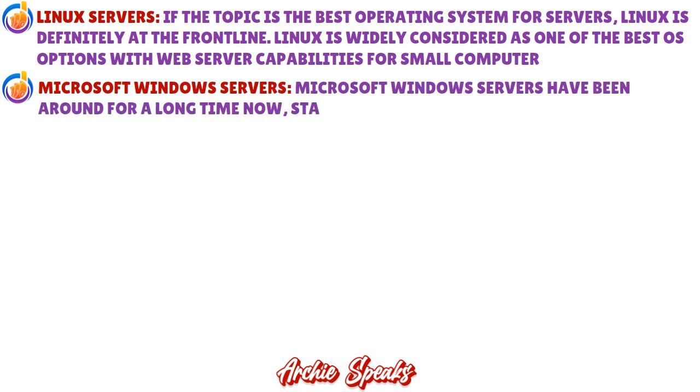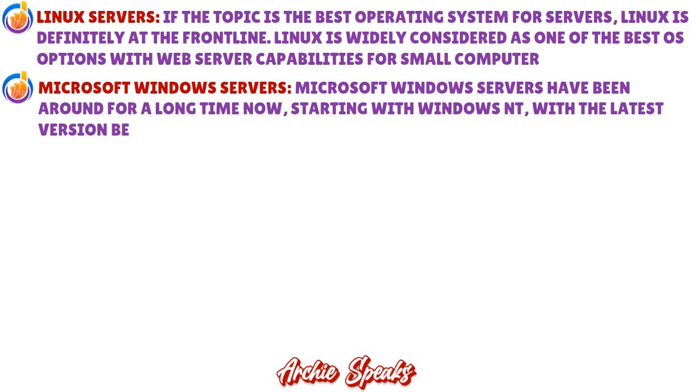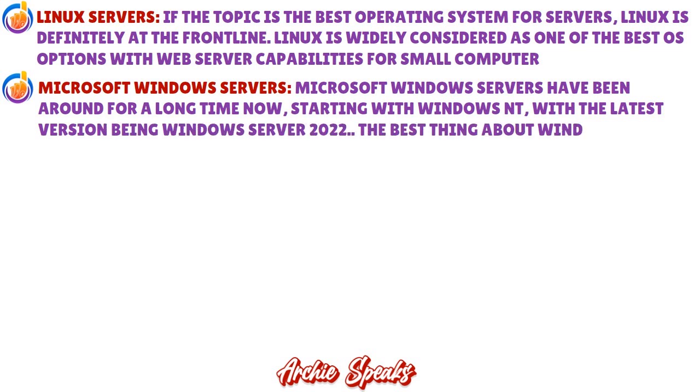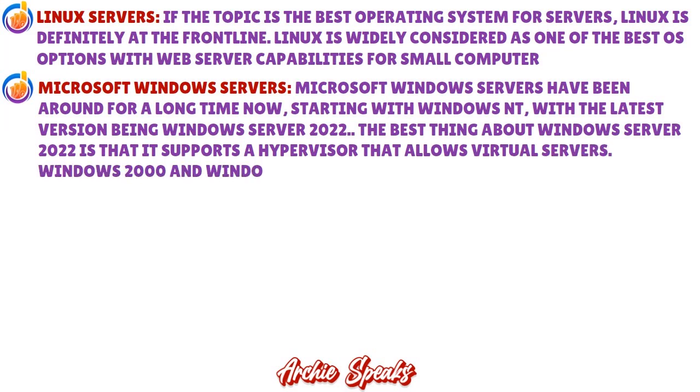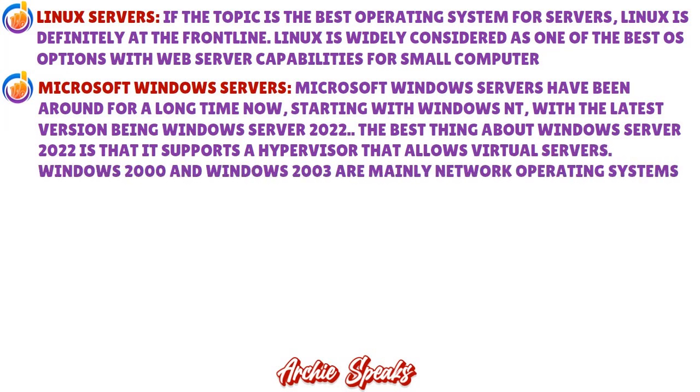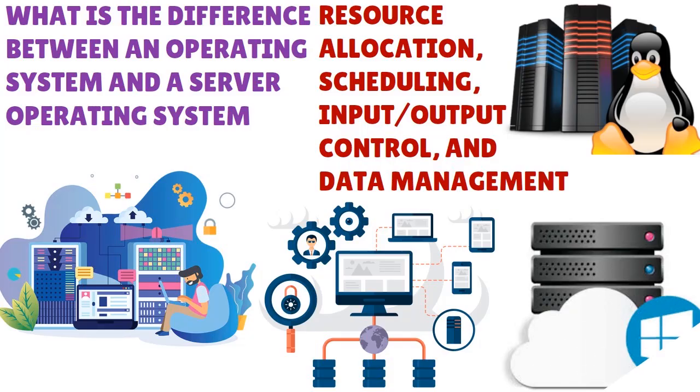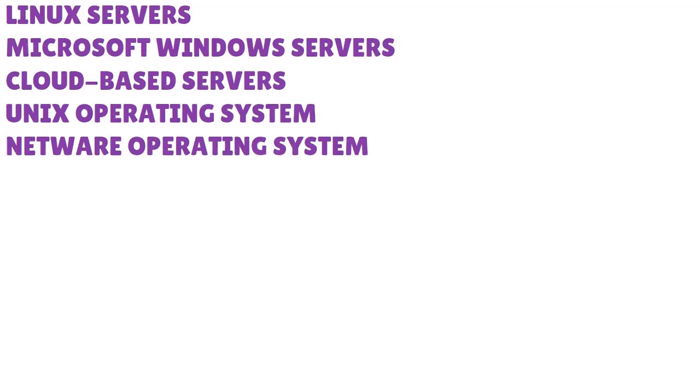You also have Microsoft Windows servers. Microsoft Windows servers have been around for a long time now, starting with Windows NT, with the latest version being Windows Server 2022. The best thing about Windows Server 2022 is that it really supports a hypervisor that allows virtual servers, and Windows 2000 and Windows 2003 are mainly network operating systems. Many consider the Windows operating system the best server OS because of its unique file management system. So that's kind of cool.